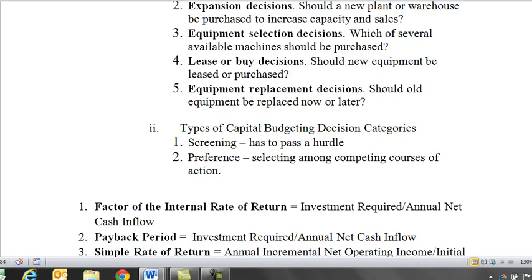These decisions can fall into 2 categories. Screening, which means the decision has to pass a certain hurdle, and that hurdle usually is the required rate of return. Or preference, and that's going to be where business decisions have us choosing among alternatives or competing courses of action.